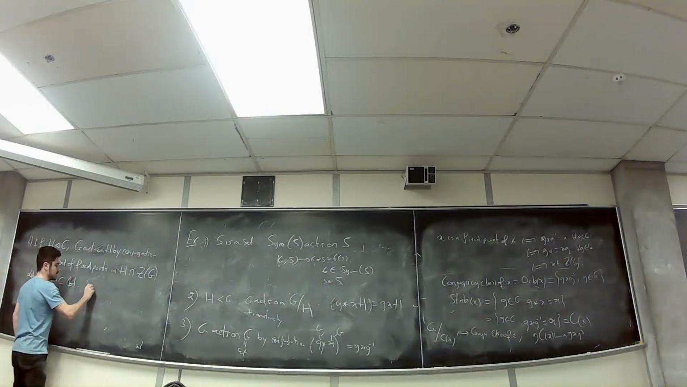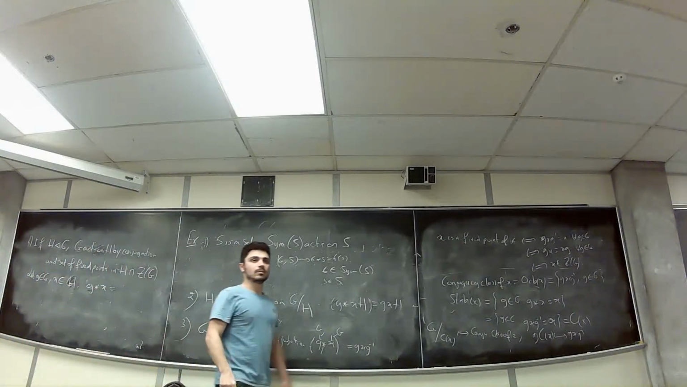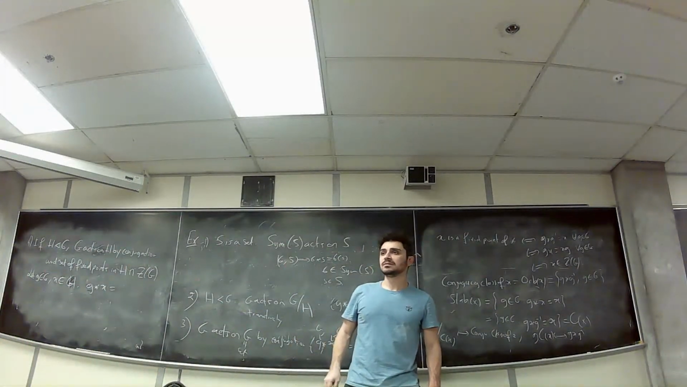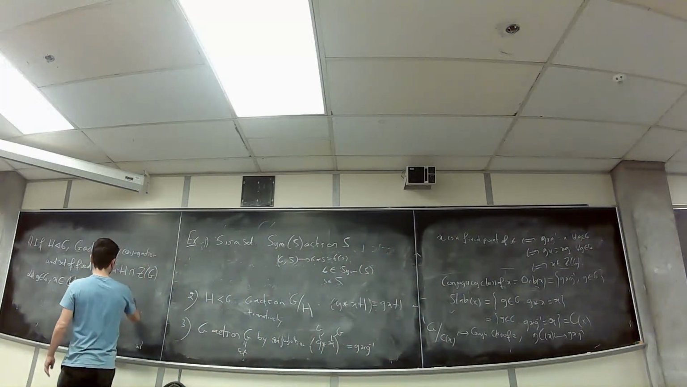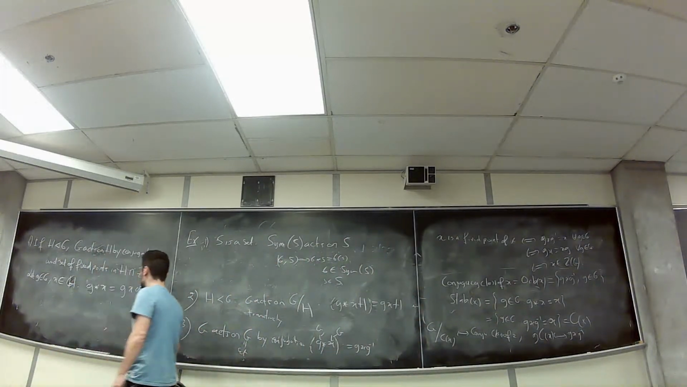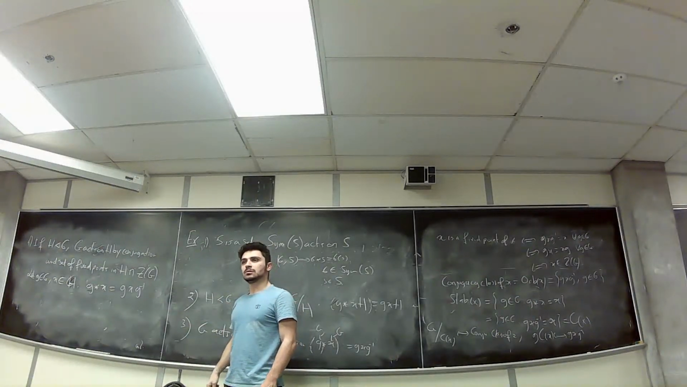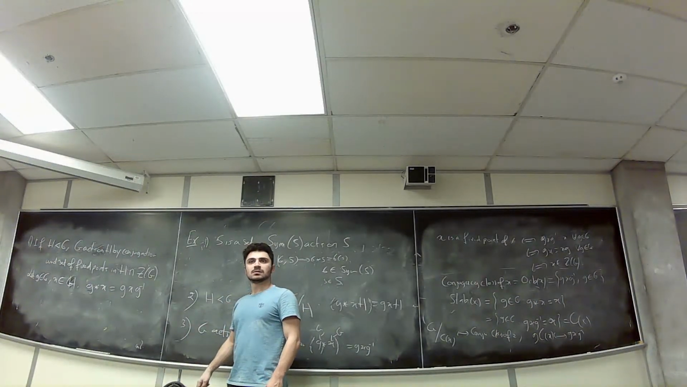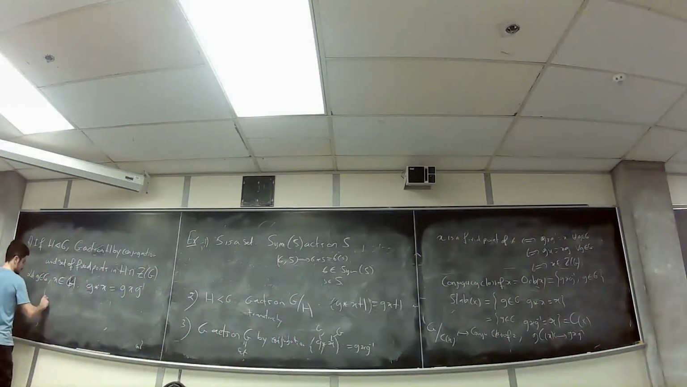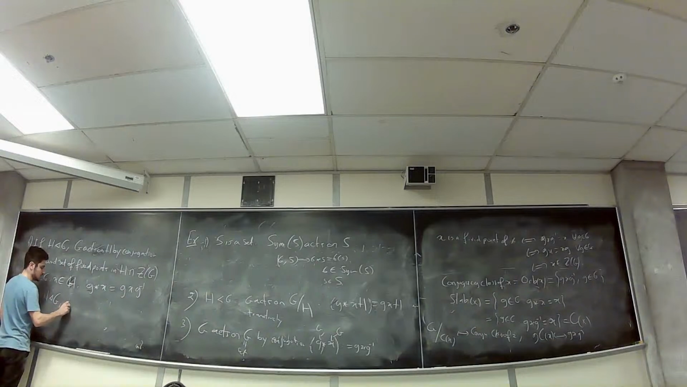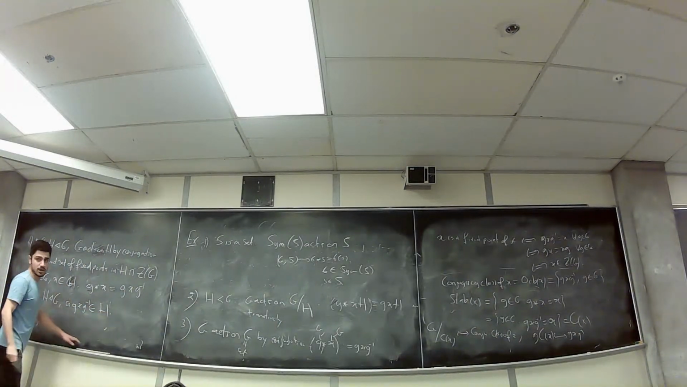I define g star x. What do I define it to be? By conjugation, what do I define this to be? Yeah, very good. This is conjugation. Now there's something I need to justify. Why does g x g inverse belong to H? What am I using here? The subgroup H is normal. So g x g inverse belongs to H.